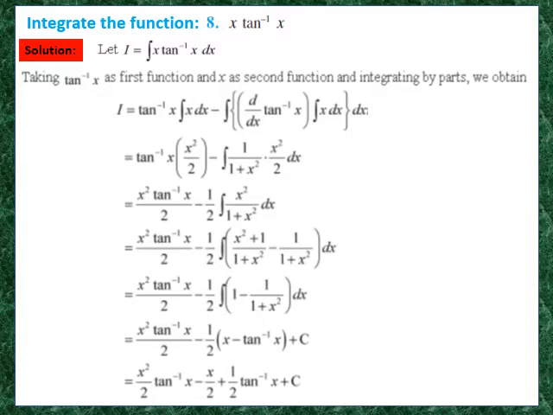So we have used a few different topics. We have used integration by parts, we also used partial fractions. Yes. So pause and note down the solution.